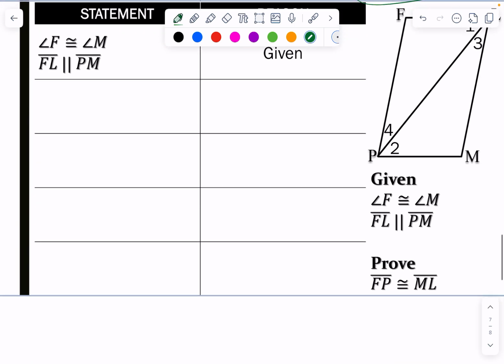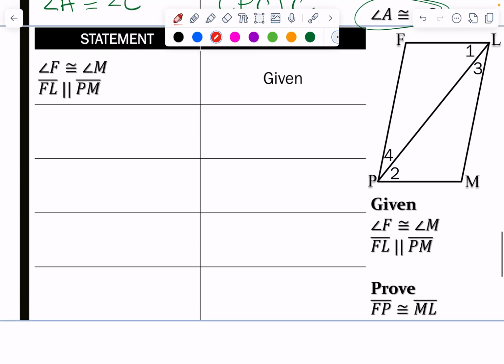Let's take a look at it. So what do we know? Well, we know that F is congruent to M. We know that. We also know that FL is parallel to PM. Okay? So remember, with the parallels, we get an opportunity to get some angles.